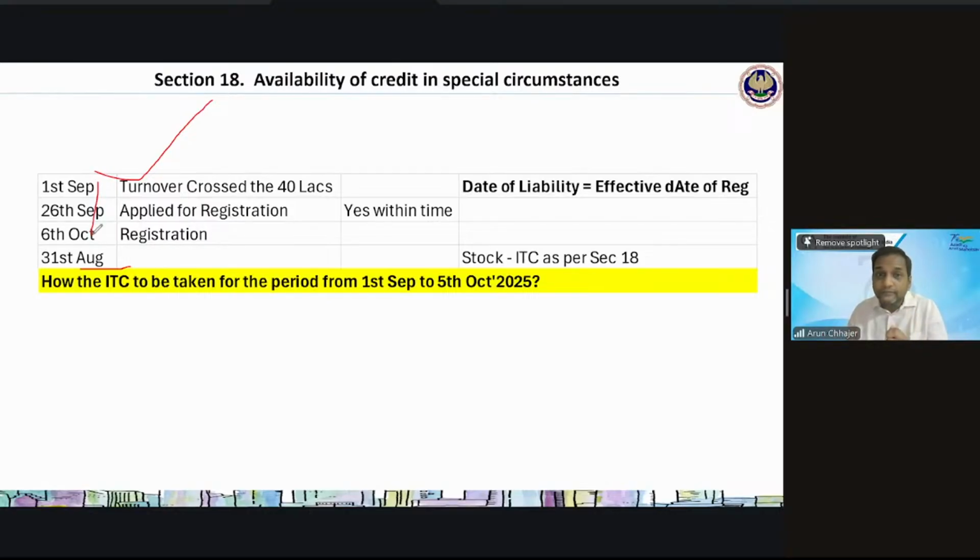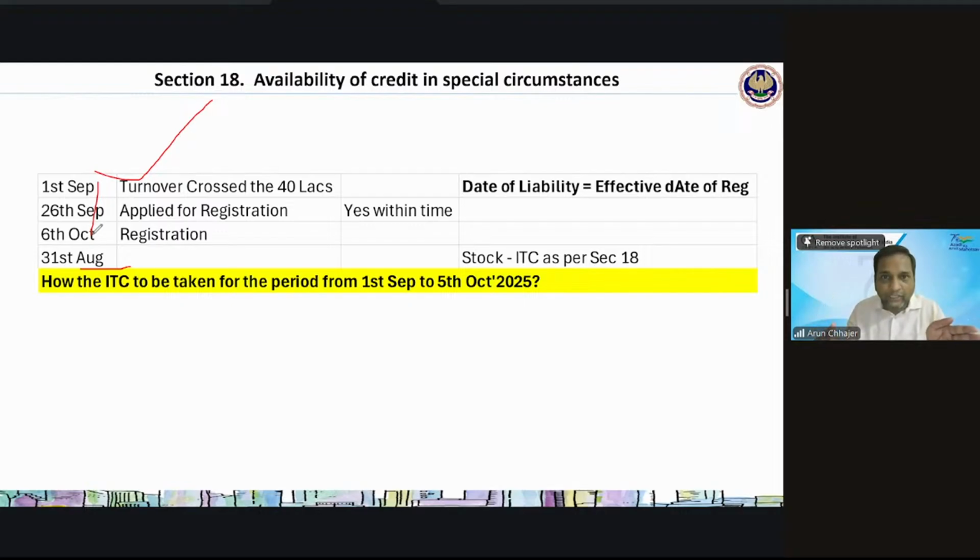Therefore, from 6th October, within 30 days, 1 month, this person will issue again the revised invoice for the outward supply. Point to be noted: this will be for outward supply made by this person from the effective date of registration till the date of the registration. In my example, for September to 6th October, what will he do? He will issue the revised invoice.